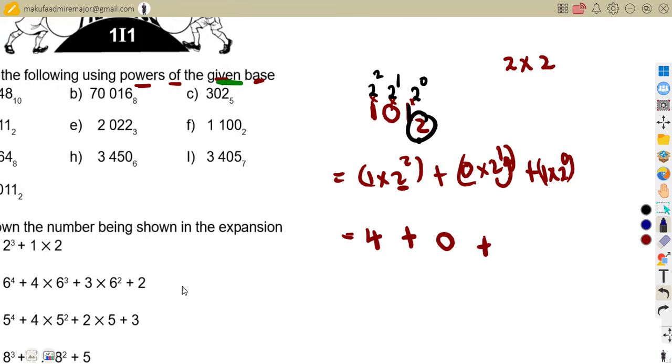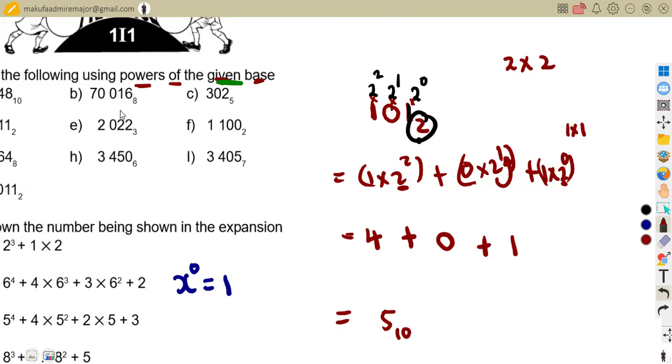From our laws of exponents, any number raised to the power of 0 is 1. So 2 to the power of 0 is 1. Then 1 times this 1, what is that? 1 times 1 is 1. So if we add 4 plus this, that is going to give us a 5.